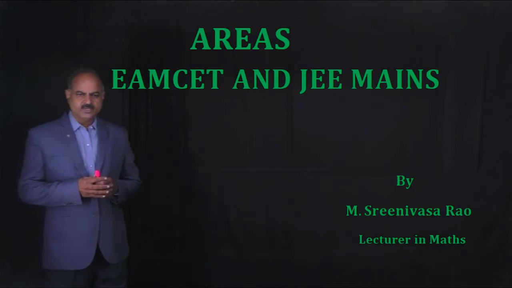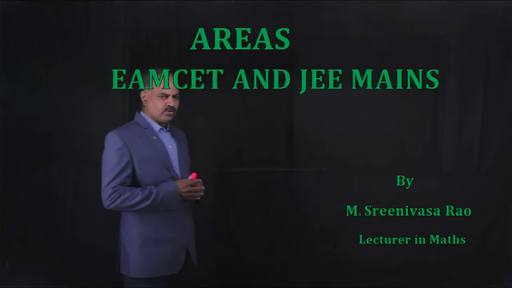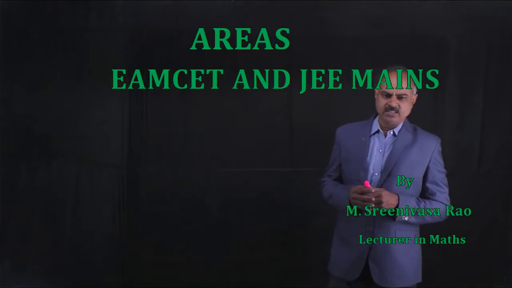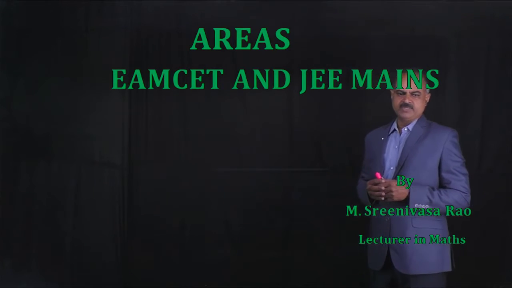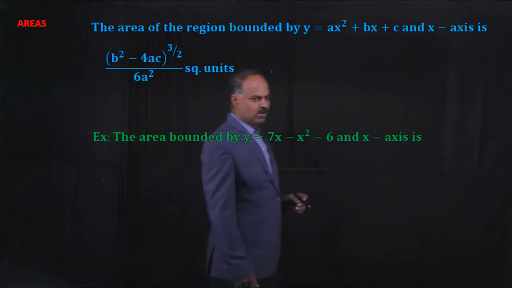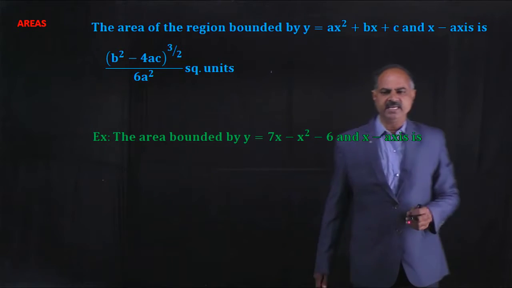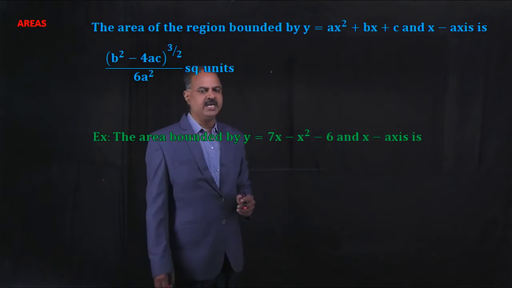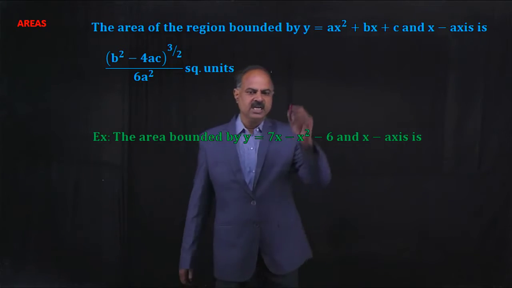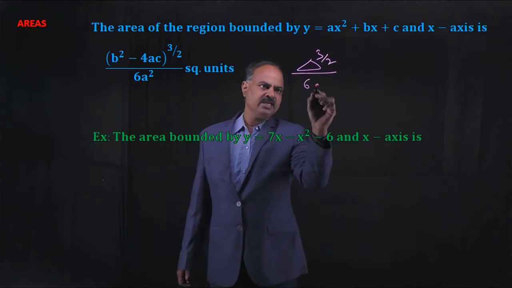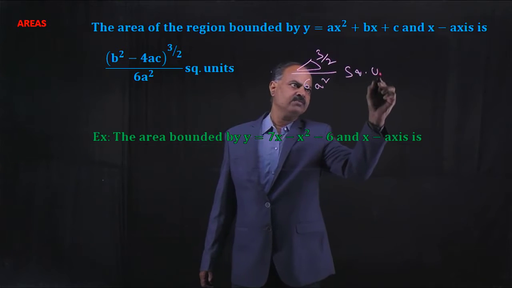Welcome students. In this session, I am going to discuss the important shortcut formulae regarding areas which are useful in MHT-CET and JEE Mains. First formula: the area of the region bounded by y equal to ax square plus bx plus c and x-axis is (b square minus 4ac) whole power 3 by 2 by 6a square units. That is equals to delta power 3 by 2 by 6a square units.